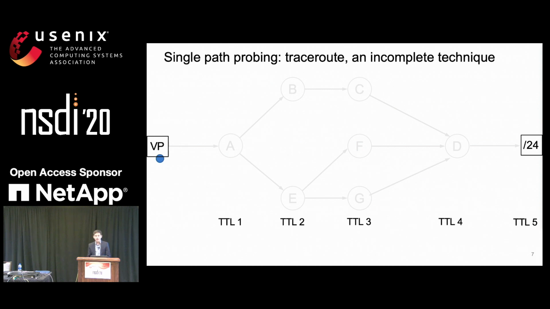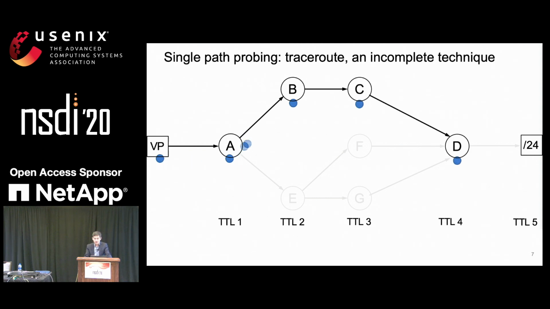So the single path probing technique discovers diamonds inadvertently. Let me explain. If you fix a destination in the /24 destination prefix, and you send one probe per TTL, which is basically how traceroute works, you will discover one path. Because A is a per destination load balancer, you're guaranteed that if you send probes with the same destination, they will follow the same path. And when you send a probe with a destination that you have never used before, you have no idea which path it will take.